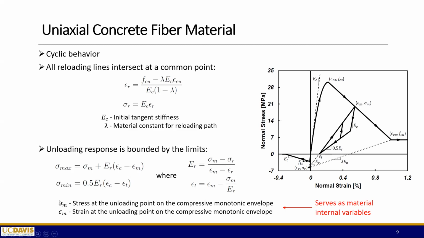Here, what we have are two material internal variables: the stress and strain at the unloading point on the compressive monotonic envelope. Imagine you're monotonically loading to here. At this point, the stress and strain are recorded, epsilon m and sigma m, and then you can do a couple of unloading and reloading cycles. This is the material variable that records the history of the material, because it records the damage this material has experienced. These are the parameters we're also going to use in our energy calculation.